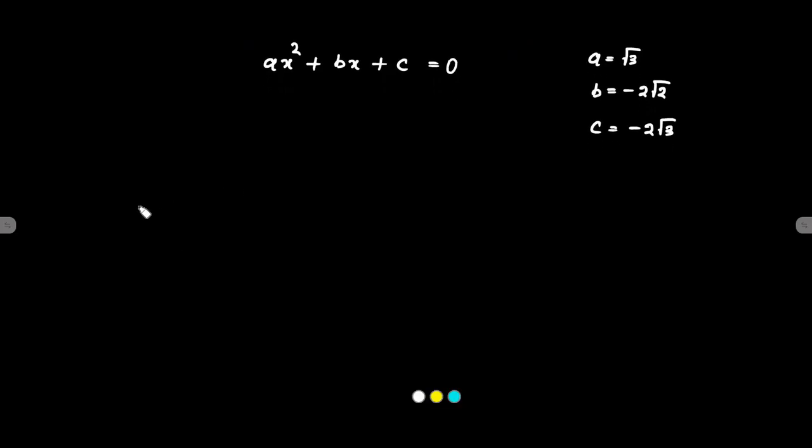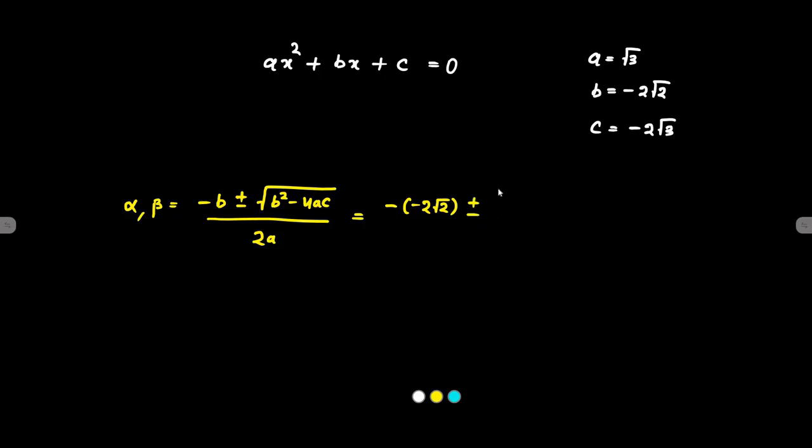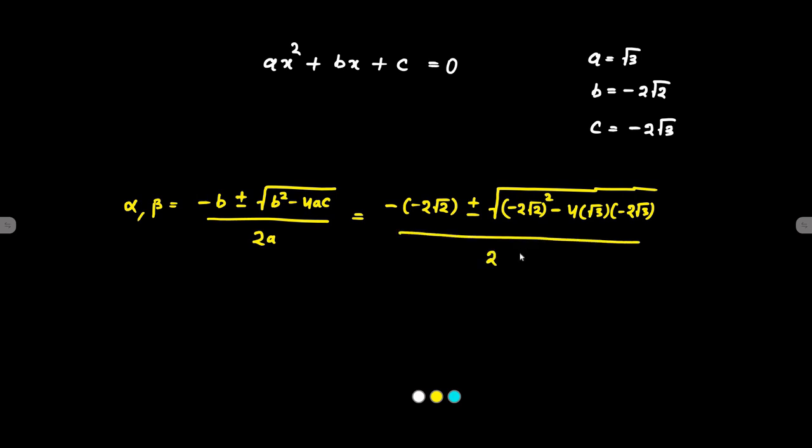the two roots, they are equal to −b ± √(b² − 4ac) by 2a, that is equal to −b, so minus of −2√2, plus minus √b², which is equal to (−2√2)² − 4ac. a is equal to √3, c is equal to −2√3, by 2a, that is equal to 2√3.